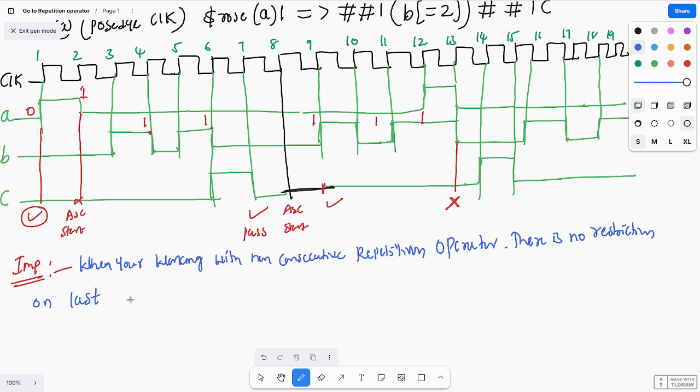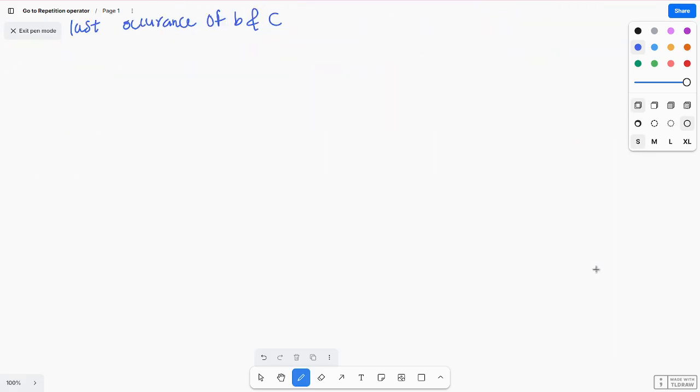of B and C. Last occurrence of B and C means, suppose B is passed, either C is 0 or 1, the assertion will pass. Do you understand? Any doubts or queries? So this is a very important point you need to remember. Shall I move forward?